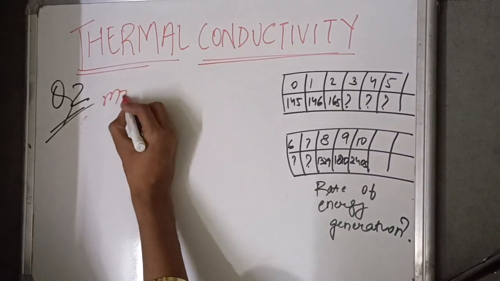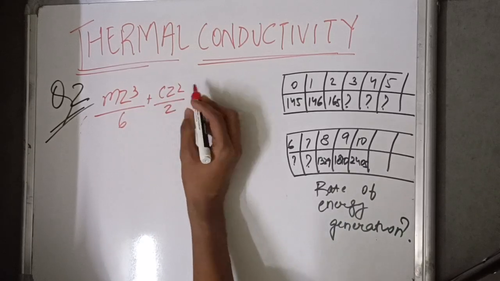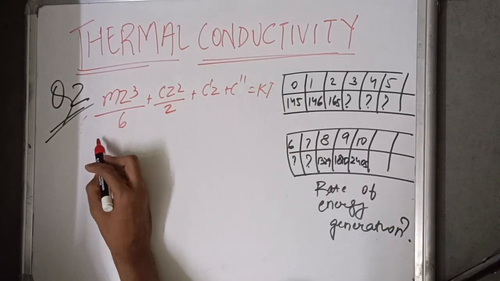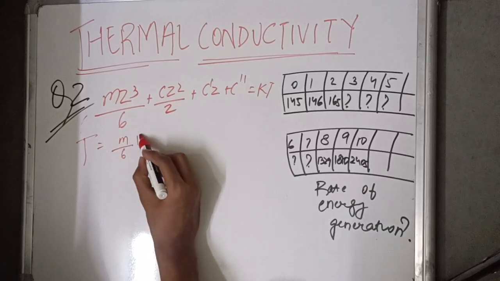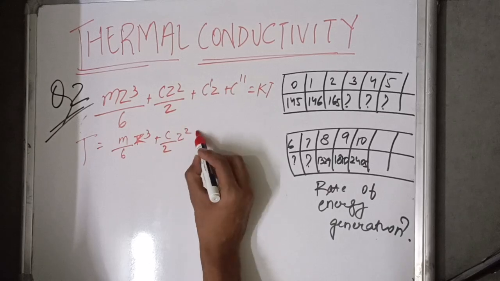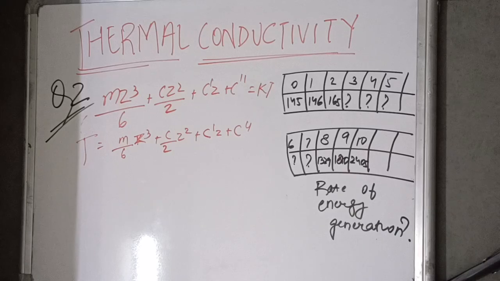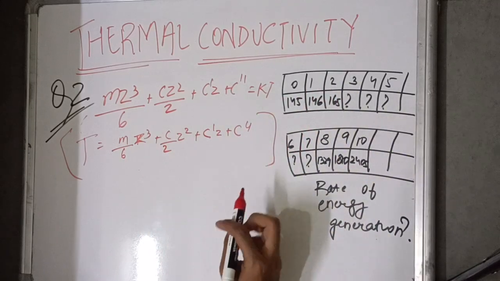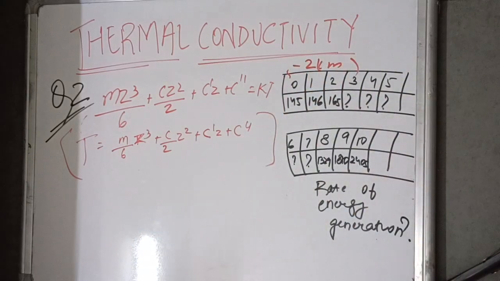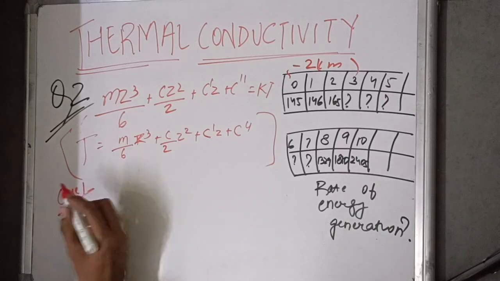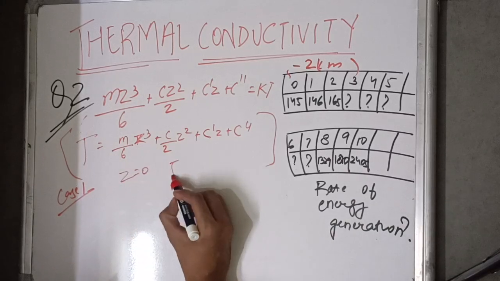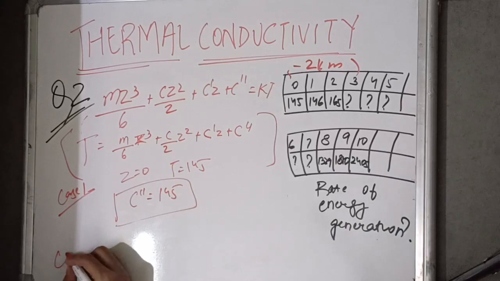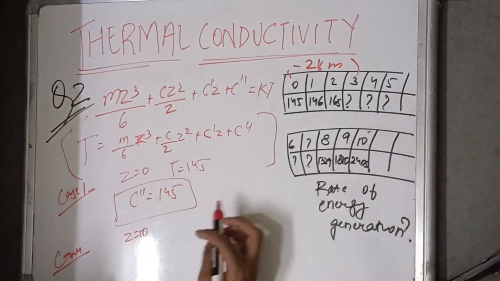We have got the equation mz cube by 6 plus cz square by 2 plus c dash z plus c double dash equals kt. Dividing by k, we get m by 6 z cube plus c by 2 z square plus c dash z plus c double dash. This is the equation. Now one by one we are putting values in it to get the constants. Here z is in centimeters. Putting the first condition, case 1, z equals 0, t equals 145. We got c double dash as 145.